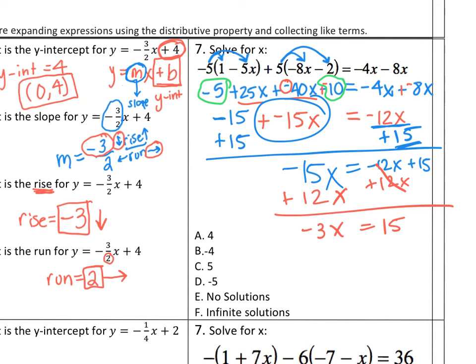You already know what to do here. The opposite operation of multiplying by 3 is dividing by 3. So I'm going to divide both sides by negative 3. Negative 3 divided by negative 3 is 1. But I'm not going to write 1x. I'm just going to write x. A positive integer divided by a negative integer is negative. And you will have negative 5 as your answer.